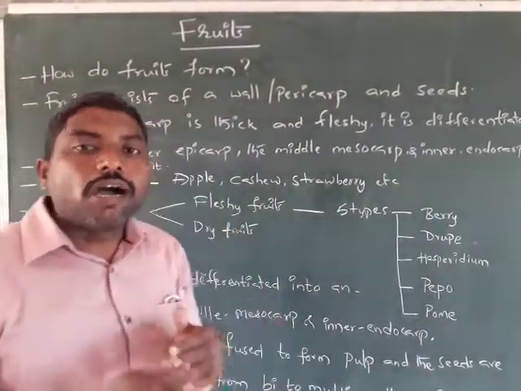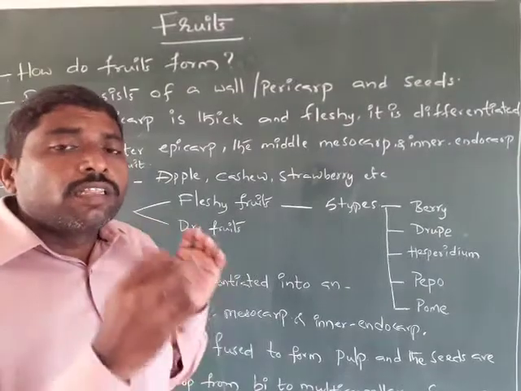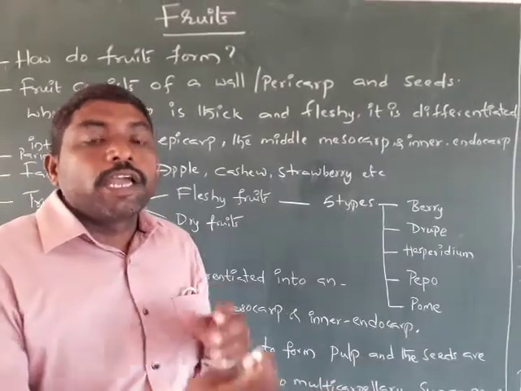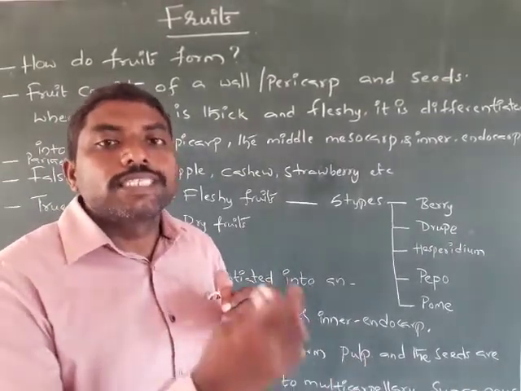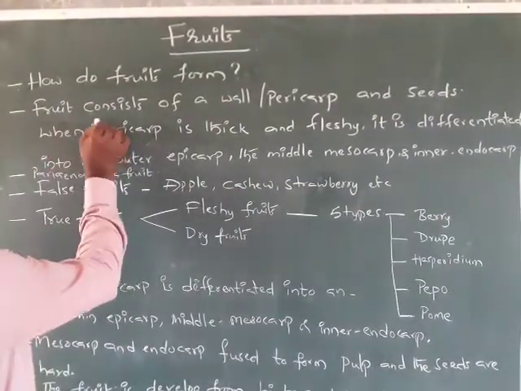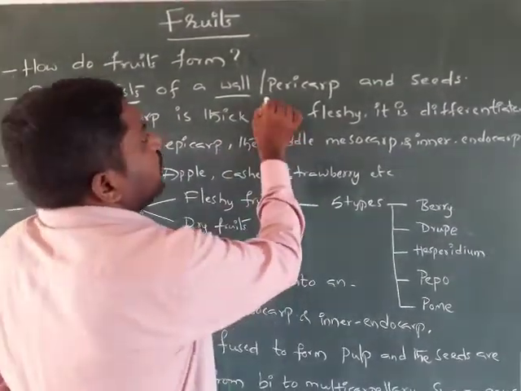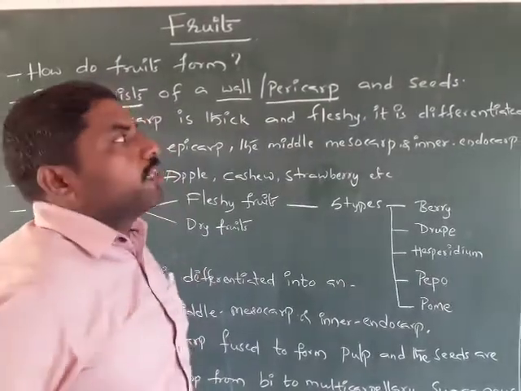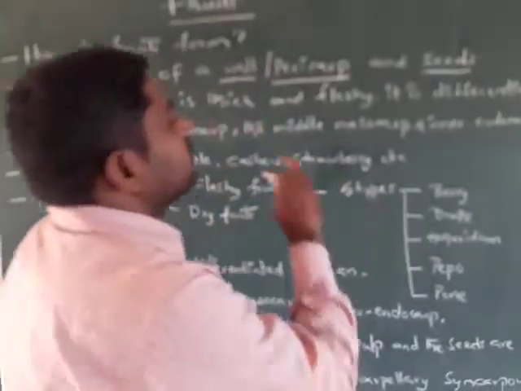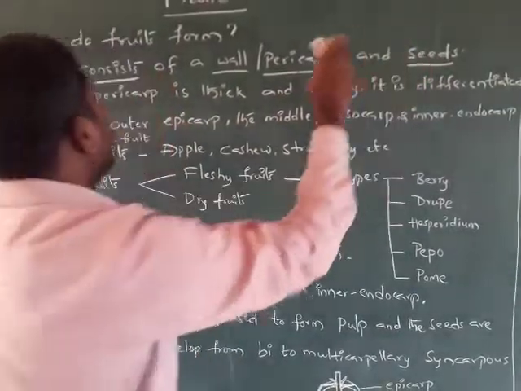Fruits are formed after fertilization. After fertilization, the ovary is converted into fruit and the ovules are converted into seeds. A typical fruit consists of a fruit wall, which is called the pericarp, and seeds. Fruit consists of pericarp and seed.